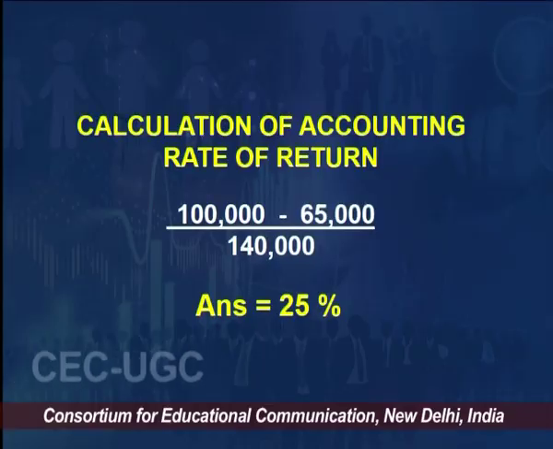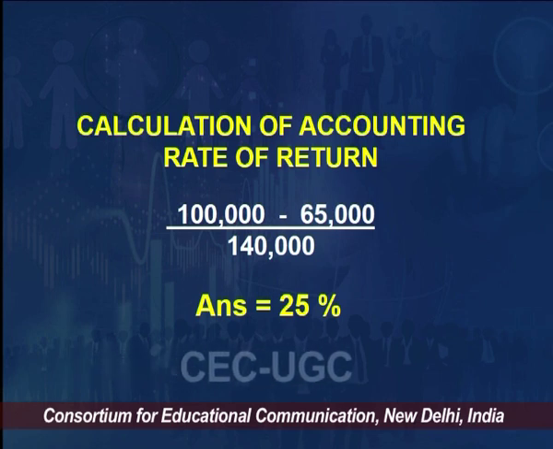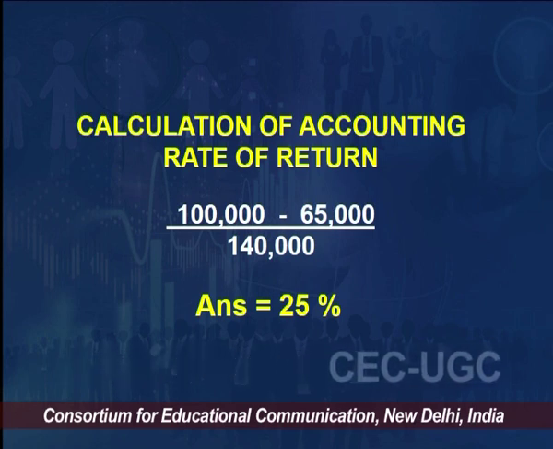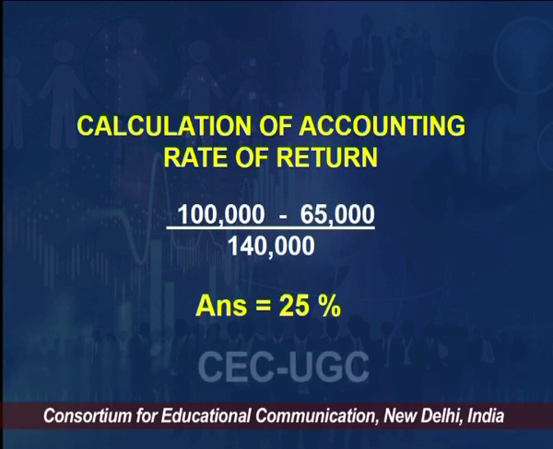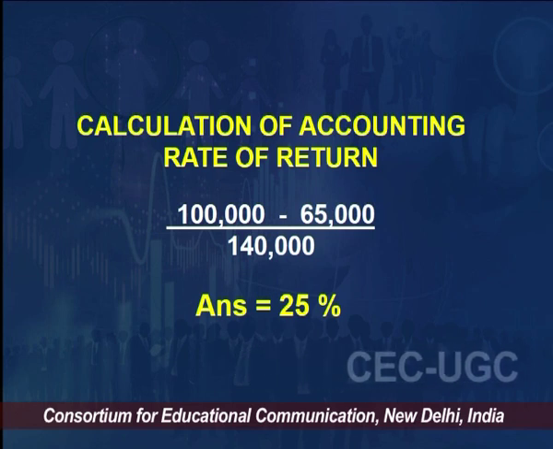And how much was the investment? 140,000. So, accordingly my accounting rate of return would be 100,000 minus 65,000 divided by 140,000, which is the investment. So, net incremental income 35,000. So, 1 lakh minus 65,000 divided by 140,000, the answer would be 25%. So, that is how we calculate accounting rate of return.